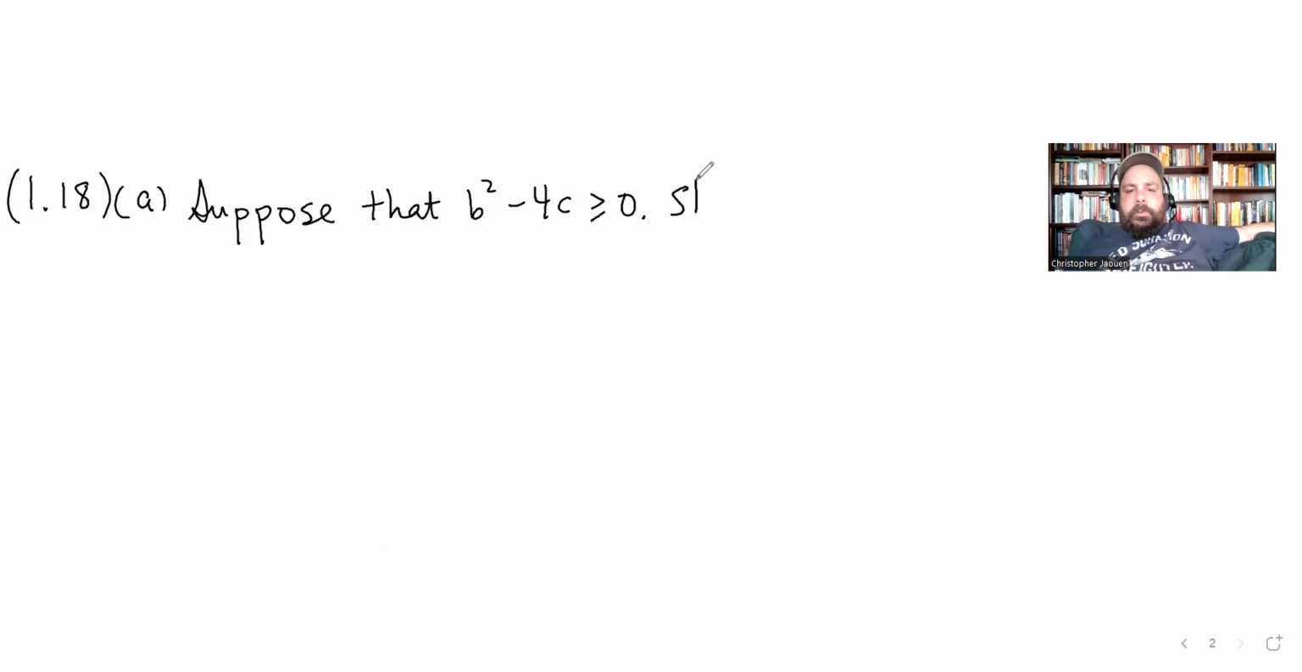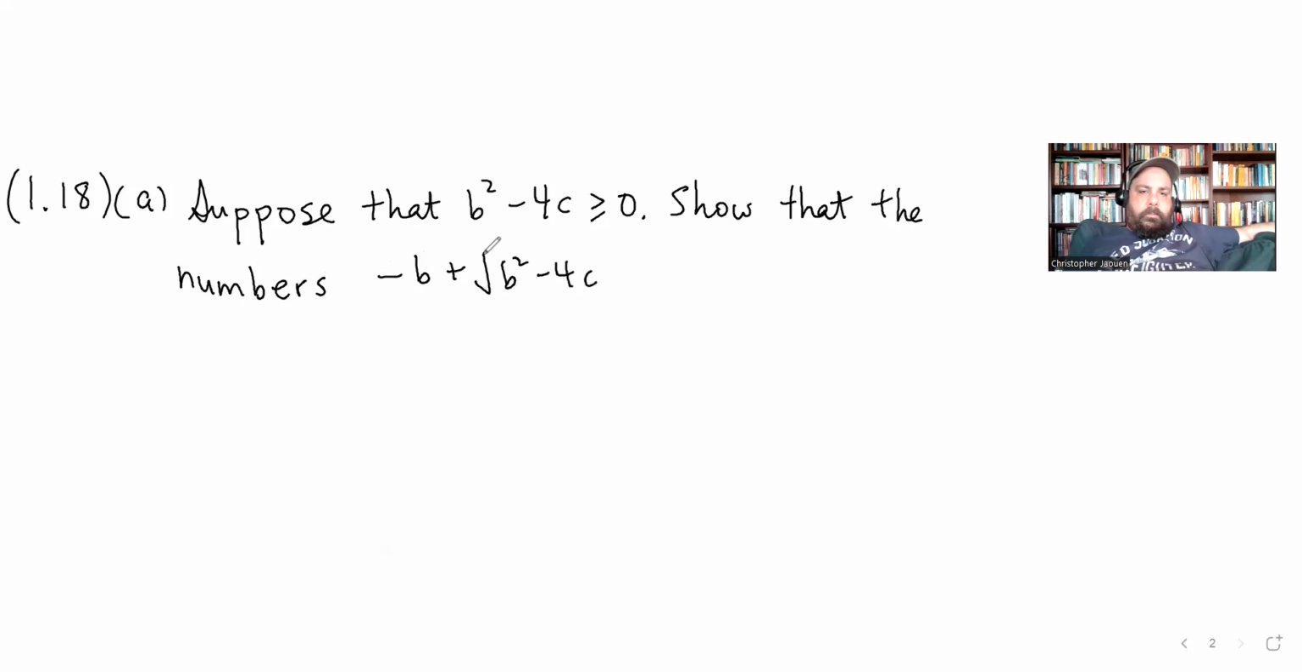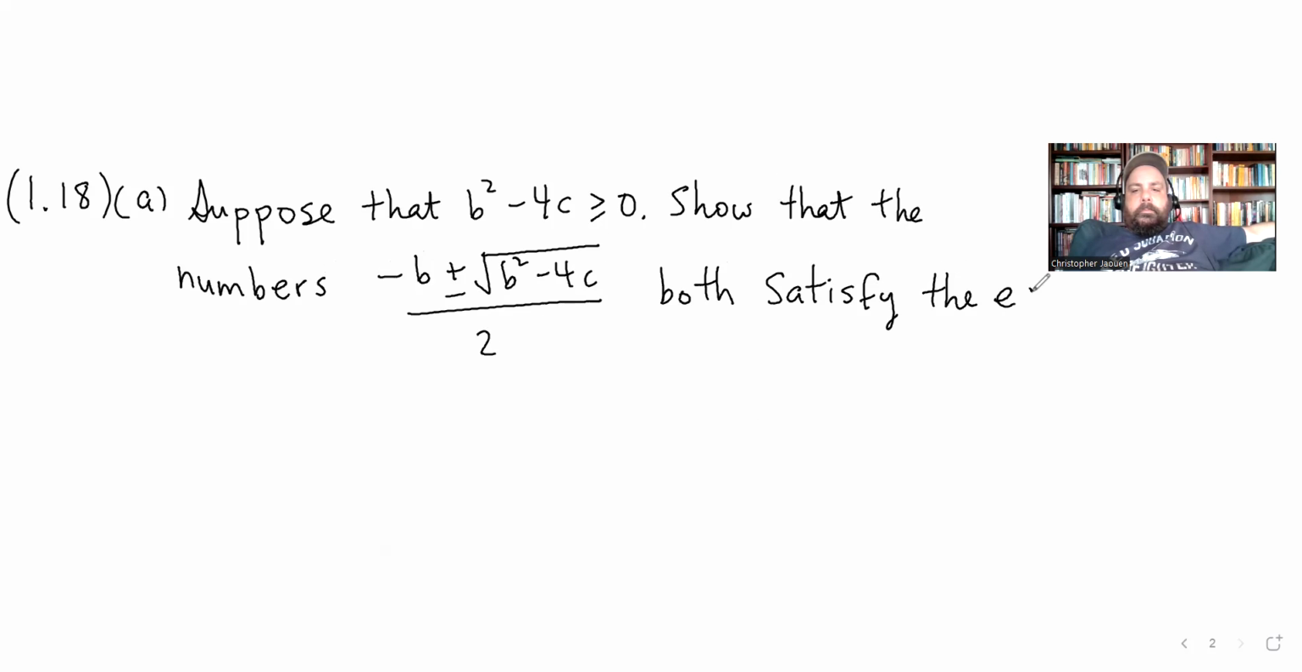Show that the numbers negative b plus or minus square root of b squared minus 4c, over 2, both satisfy the equation x squared plus bx plus c equals 0.